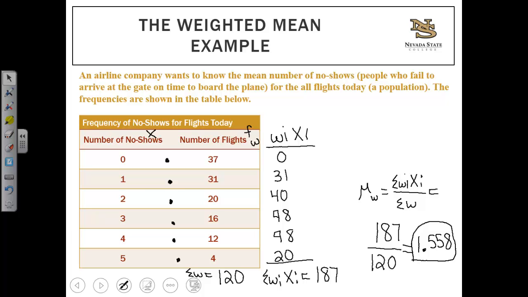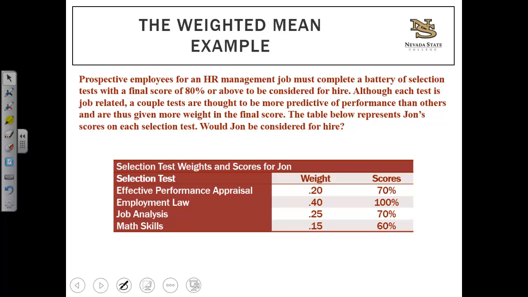So on average, there was 1.558 no-shows per flight. So here's an example where you have weights, not frequencies, that are assigned to different values in your data set.